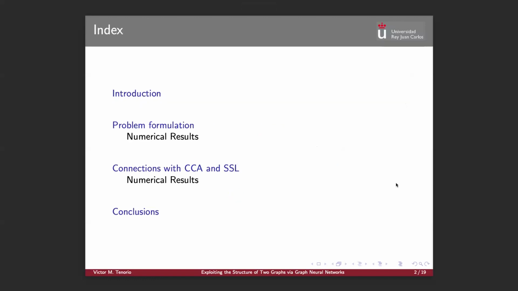But let me start with what I'm going to talk about. It's really simple. I will introduce the topic, then I include the problem formulation together with what we are proposing to do to solve it. Some numerical results of this first proposal to solve this problem. And then connection with other fields, more precisely canonical correlation analysis, self-supervised learning, and how we can use this architecture or something similar to it to solve this problem, and some numerical results also of this part.